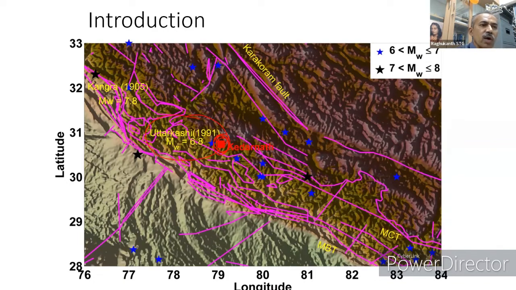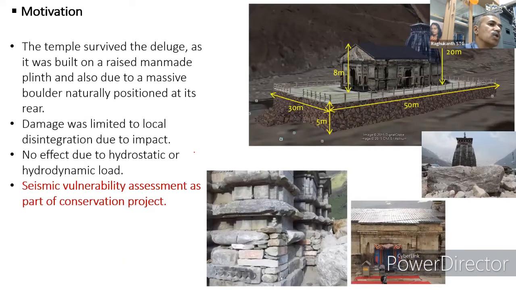The 1999 Chamoli earthquake also occurred, magnitude 6.1, very close to the Kedarnath temple itself. Of course, there was no damage to this temple from it. The unfortunate thing is that the temple did not get damaged by the earthquake, but it got damaged by the impacts of the boulders during this flood.